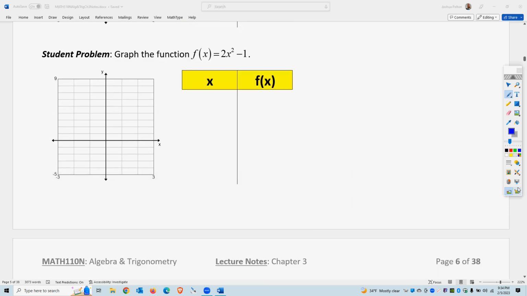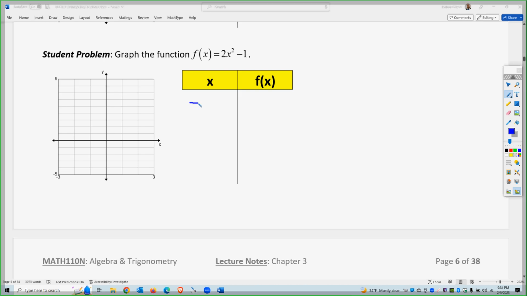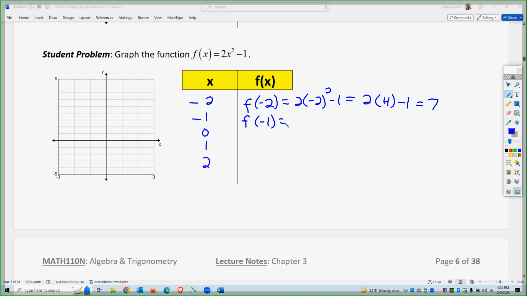Okay, so I'm going to pick the same values here. You don't need to pick those values, but try to pick things on both sides of the axes. So f of negative 2 equals 2 times negative 2 squared minus 1, excuse me. So that's 2 times 4 minus 1, so that's 8 minus 1 is what, 7? So f of negative 1 equals 2 times negative 1 squared minus 1. So that's 2 times 1 minus 1. So 2 minus 1 is 1.